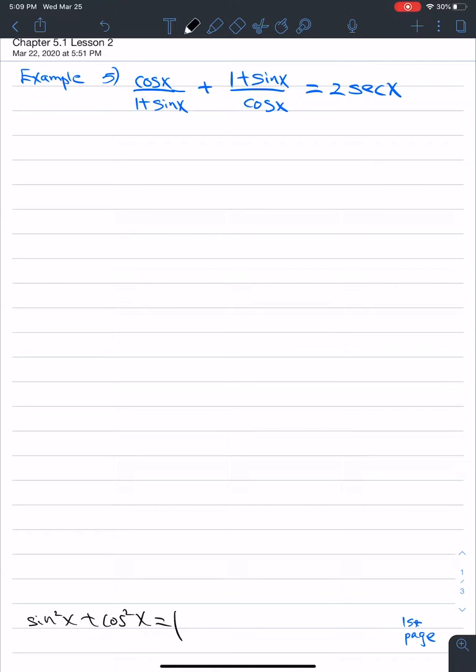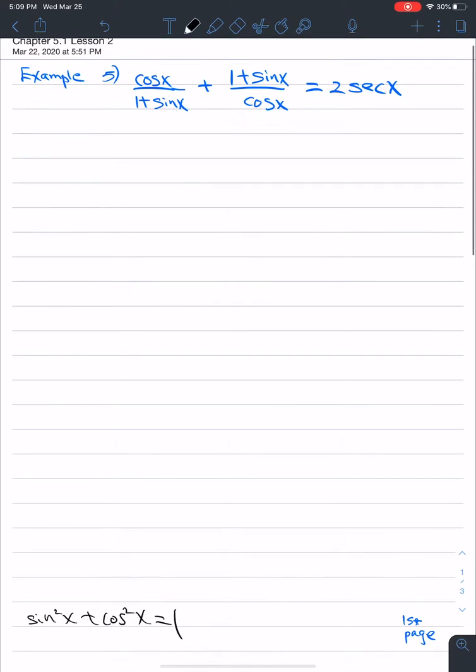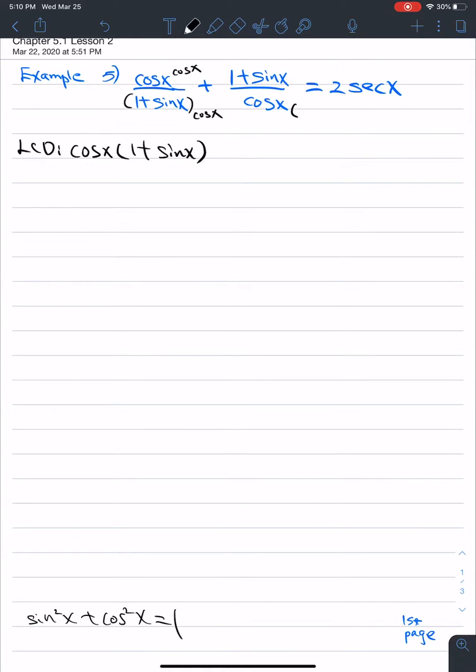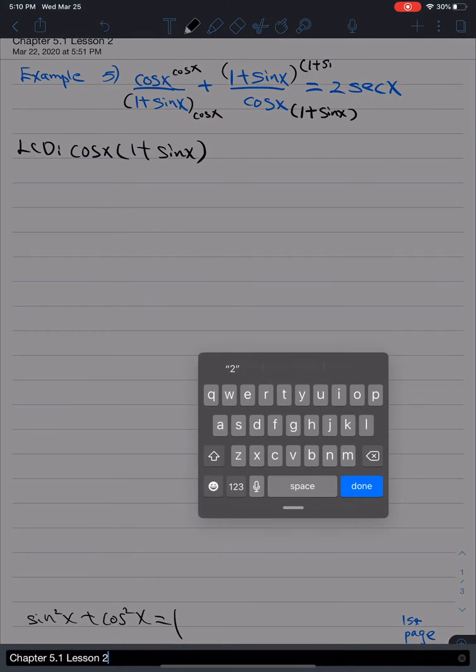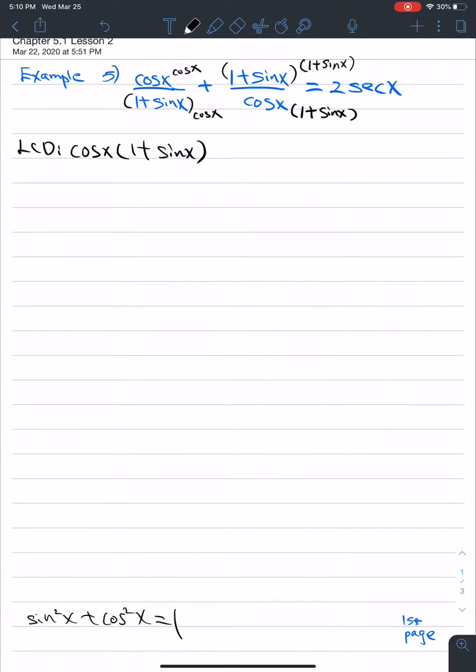Example 5. If I want to combine them, I need the same denominator. So what is the LCD? The LCD is cosine times 1 plus sine. For the first one I am multiplying by cosine, and for the second one I am multiplying by 1 plus sine. So I got that.